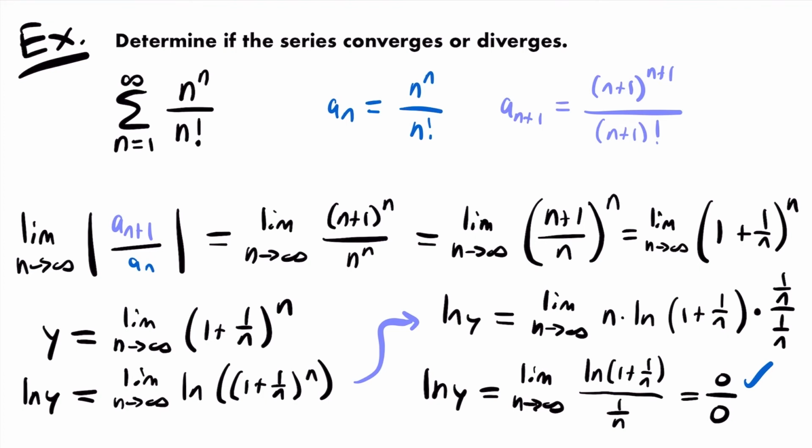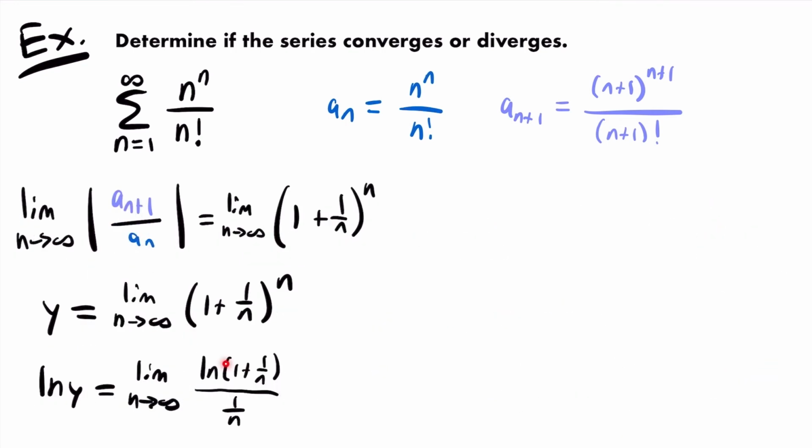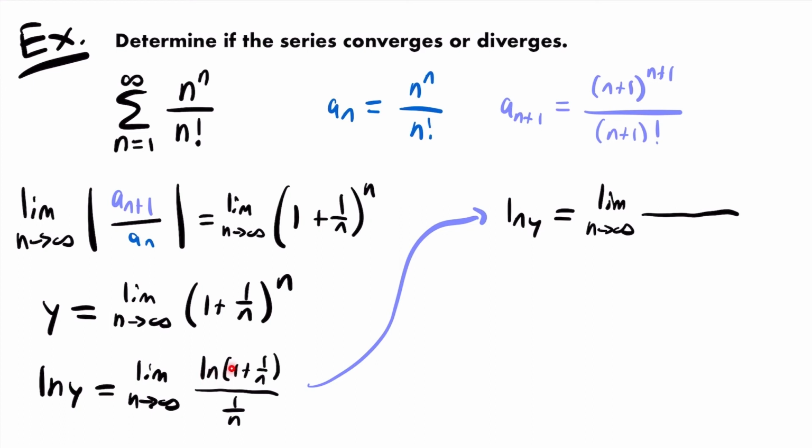All right, so if I clean up my work here, we can now use L'Hopital's rule on our limit. So let's take the derivative of the numerator and denominator separately. If we do that, we will have that the natural log of y is equal to the limit as n approaches infinity of the derivative of the natural log of 1 plus 1 divided by n. Now the derivative of the natural log function is 1 divided by the inside function times the derivative of the inside function. So we have 1 divided by 1 plus 1 divided by n times the derivative of 1 plus 1 divided by n.